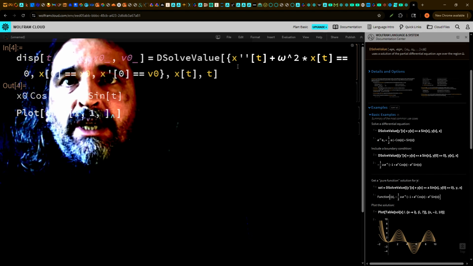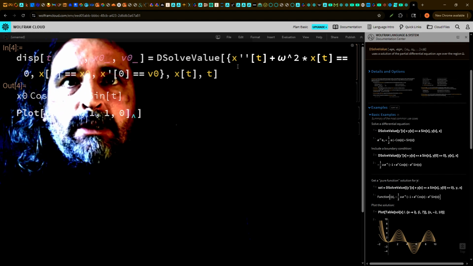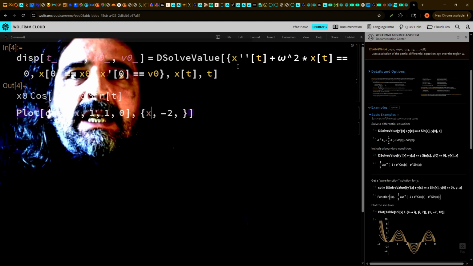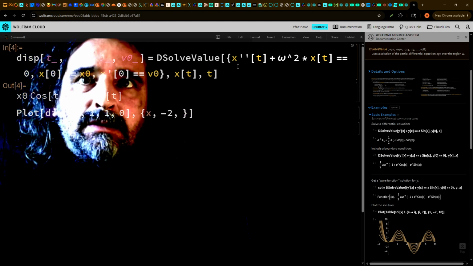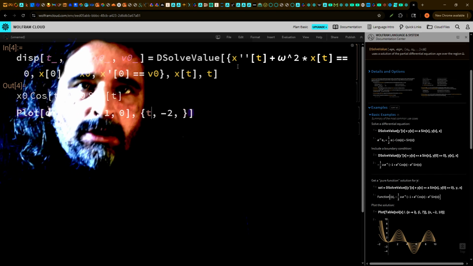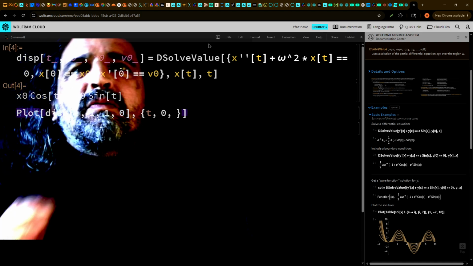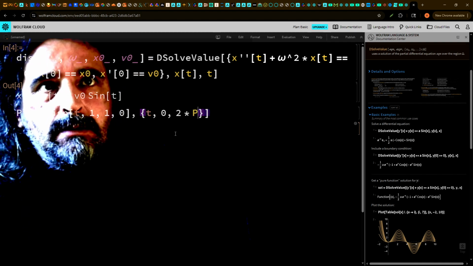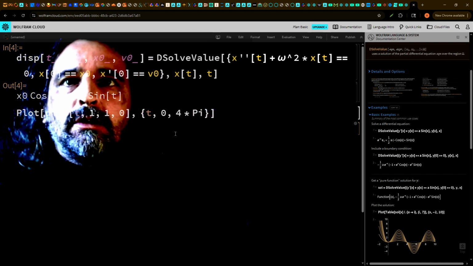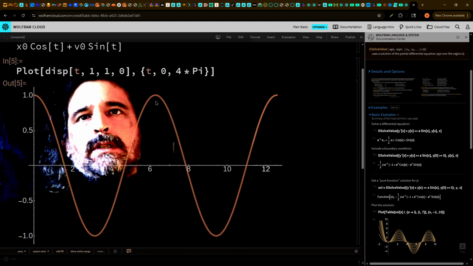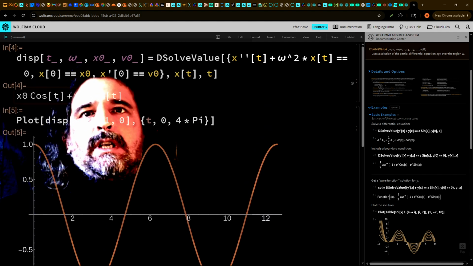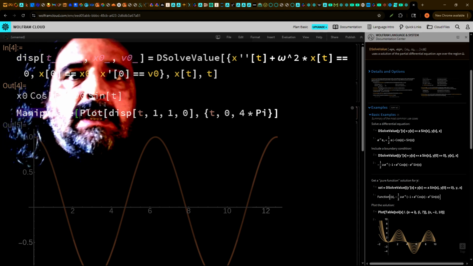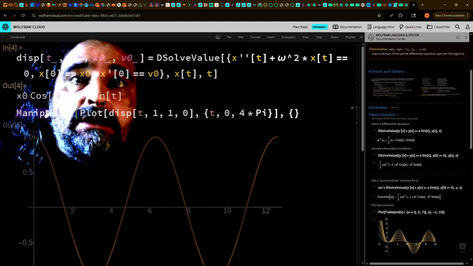x for different values of omega. So I can put omega 1, x naught 1, and 0 for the velocity, and do that between -2 and 2, between 0 and... Now, this means that the period is 2 pi, so I'm gonna put 2 pi here. Maybe 4 pi, so we can see 2 periods. Right, so we see 1 period, 2 periods. If I manipulate the plot, then you can see the effect of the different parameters.